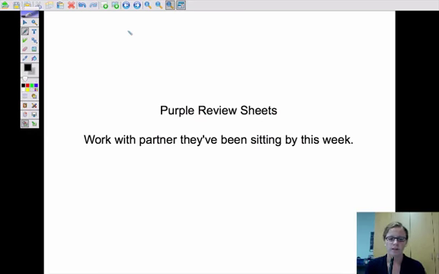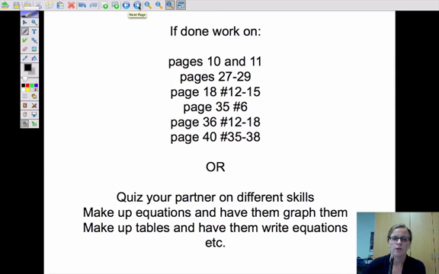All right, when you're done with the game, there are purple review sheets. These are actually your pre-tests that they took at the beginning of this unit. When they're done with their purple sheets, they can work on any of these book problems, or they can quiz themselves or quiz each other on the different skills. So they can make up equations, have them graph them, make tables, have them write equations, do any of this kind of stuff to get them ready for the test. If they're not actually quizzing themselves, then I suggest they get out book problems and do that. And then that should be CMP.